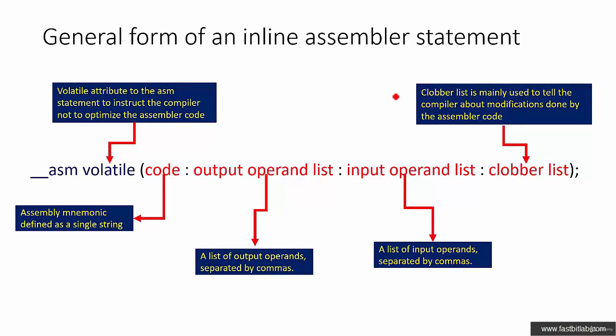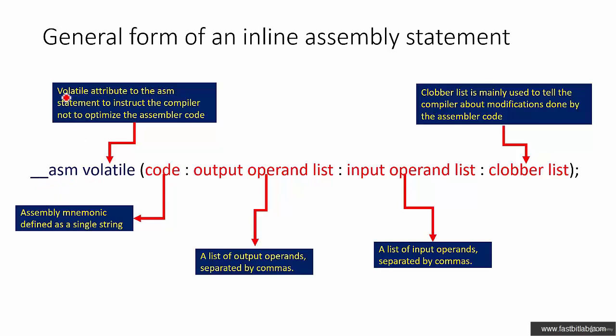Let's explore the general format of the inline assembly statement of the ARM GCC compiler. This is the general format of an inline assembly statement. Remember that this format applies only to the ARM GCC compiler. This format may be different if you move to different compilers such as ARM CC or IAR. As I said, every inline assembly statement must start with a keyword asm or __asm.